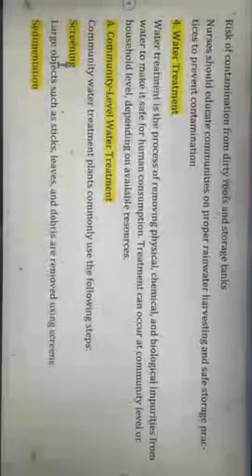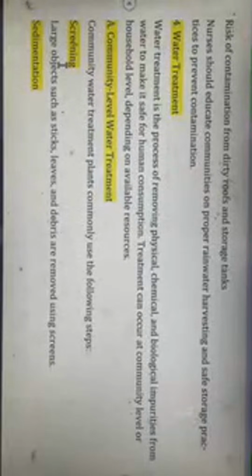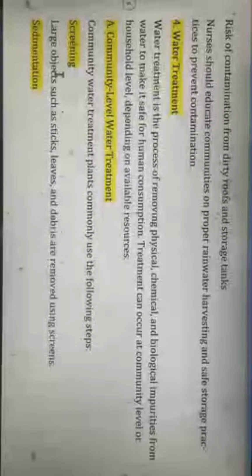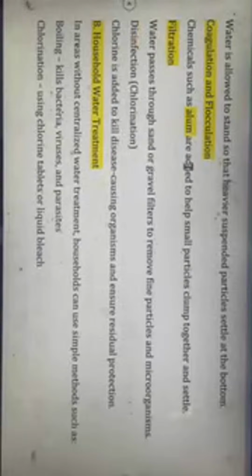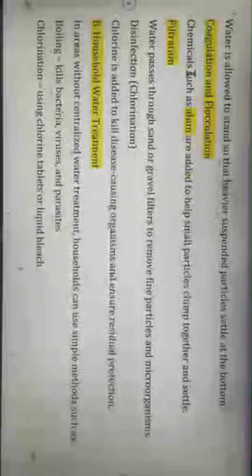Now, what is screening? Screening, like removing heavier, more visible substances or objects in the water. Something you are removing, what? Sticks, leaves, debris from the water is a part of what? Water treatment. Sedimentation. Sedimentation, allowing heavier particles to what? To settle down. That is what? Sedimentation.